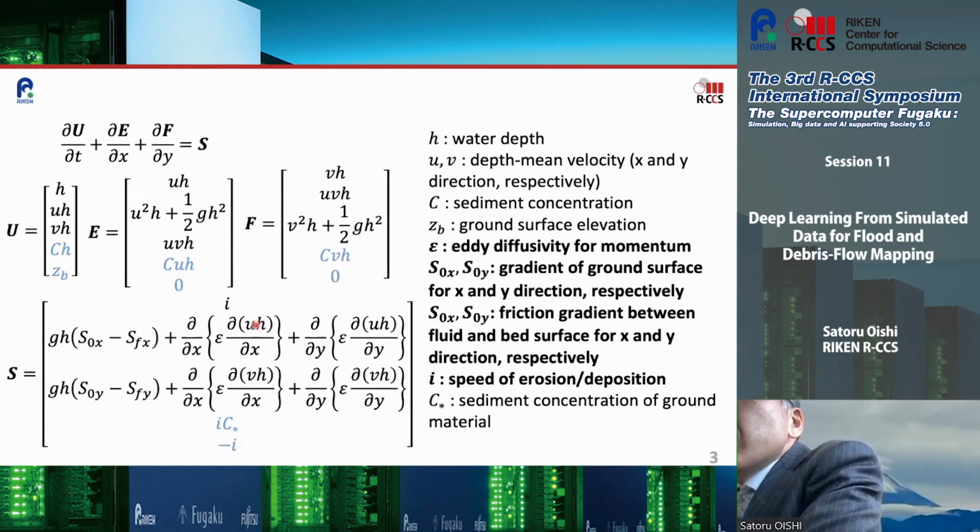Basically, hydrological simulation uses this kind of equation. We call it the depth-averaged Navier-Stokes equation. H shows the water depth, and UH shows the flux in the X direction. VH is the same for Y. dU/dt shows the acceleration, dE/dx and dF/dy show advection terms, and S shows the diffusion terms. Normal hydrological simulation consists of these black terms, so they do not have these blue terms.